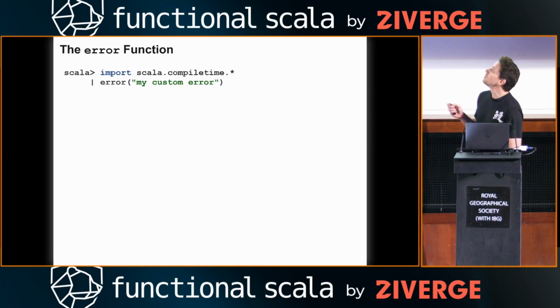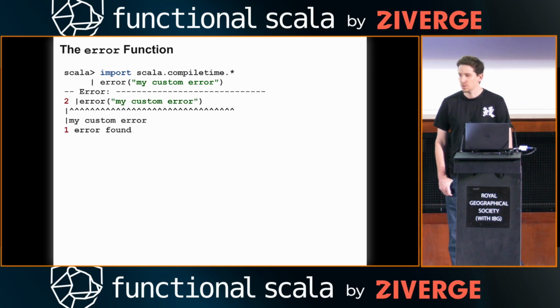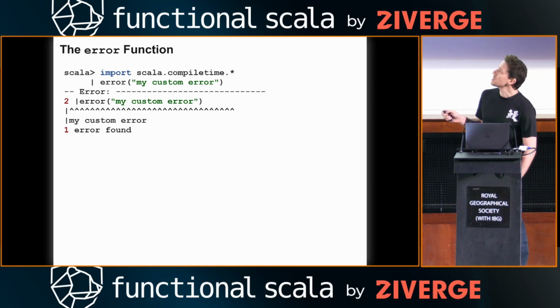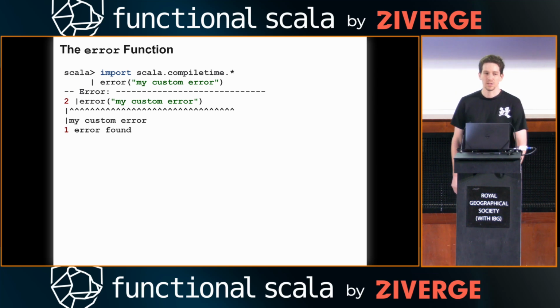So you start by importing the Scala compile time package, and not sys error, the compile time error, and then you can, in the REPL, do an error with a custom string, and you run it, and that's what you get. And it's important to understand that this code failed to compile. Nothing is actually executed. You got your custom error directly at compile time. So this is the basic premise of using the error function.